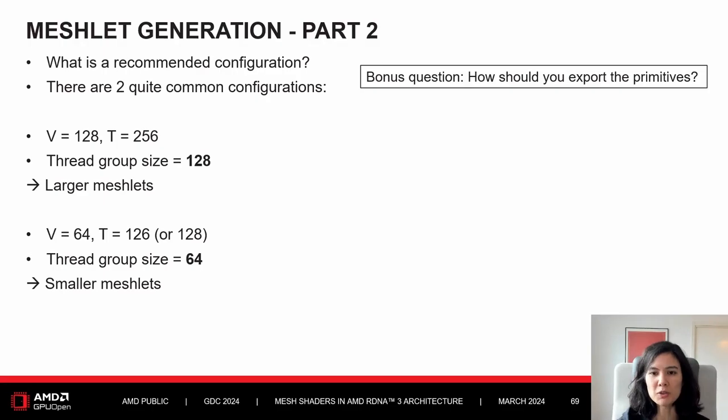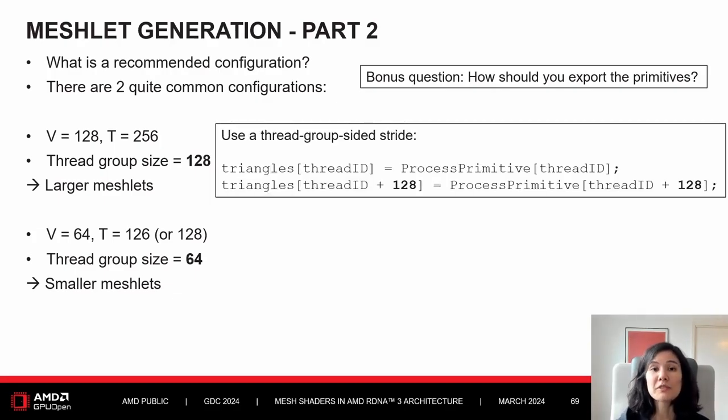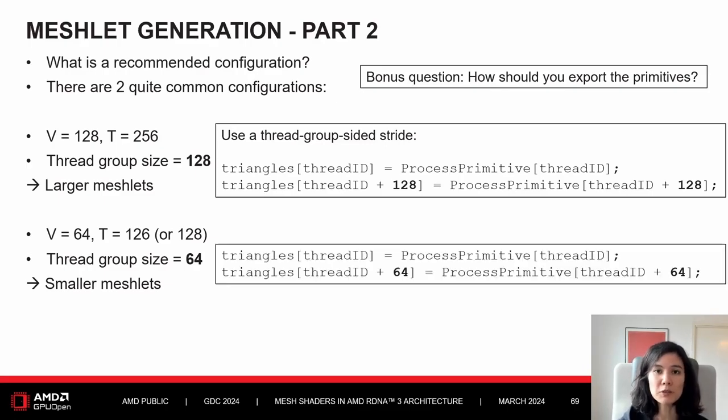I have a small bonus question for you, and if you paid attention to the previous slide, the answer should be easy for you. The question is, how should you export the primitives for these configurations? The answer is that you should use the thread group sized stride. So for the first configuration, you should export to the indices thread ID and thread ID plus 128. And for the second configuration, you use thread ID and thread ID plus 64.